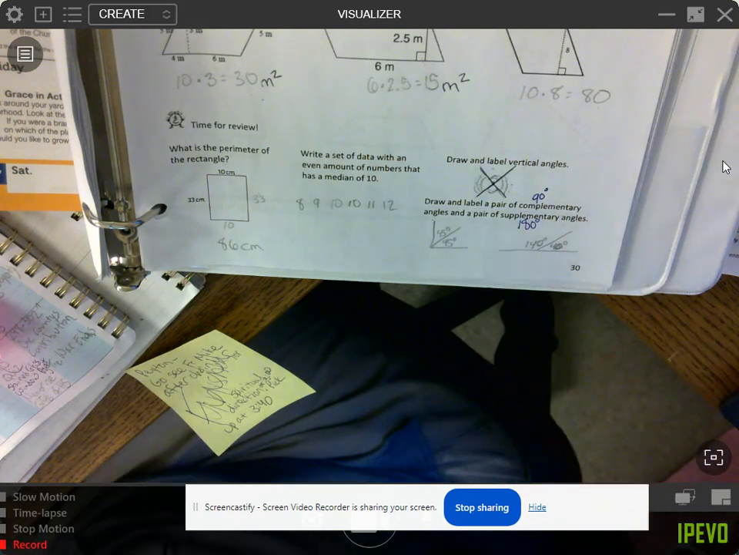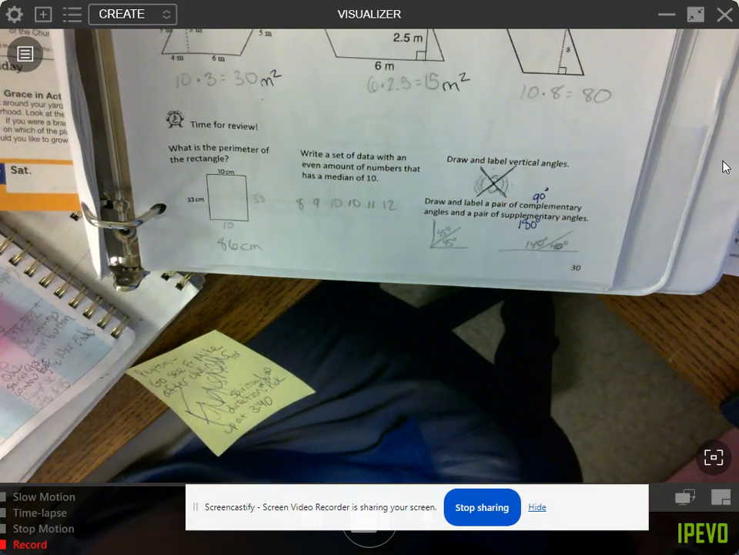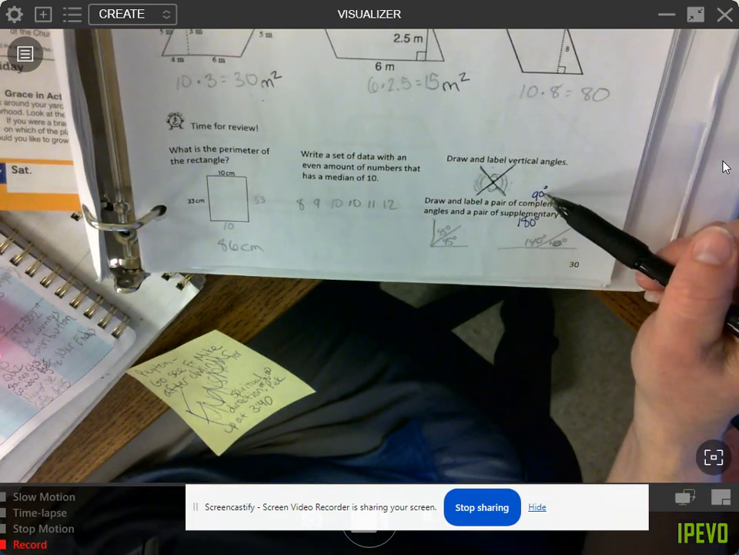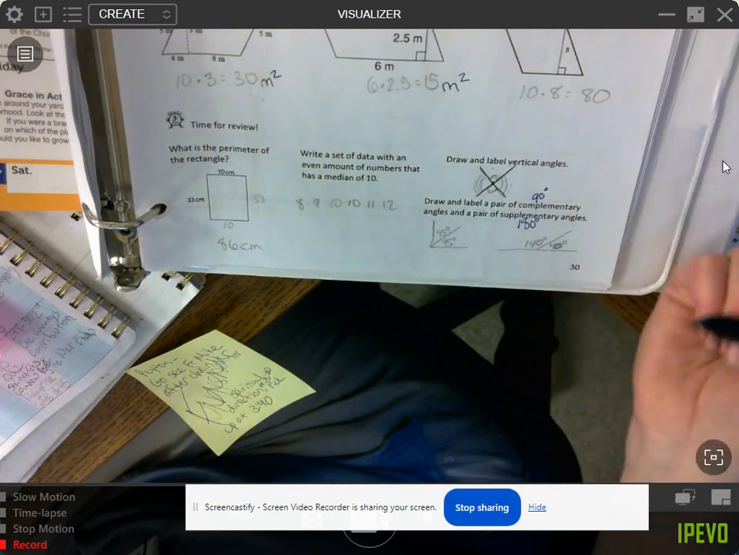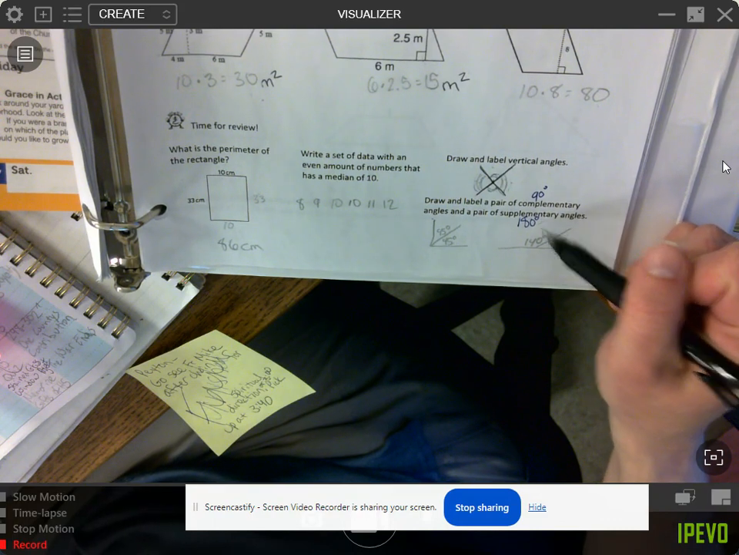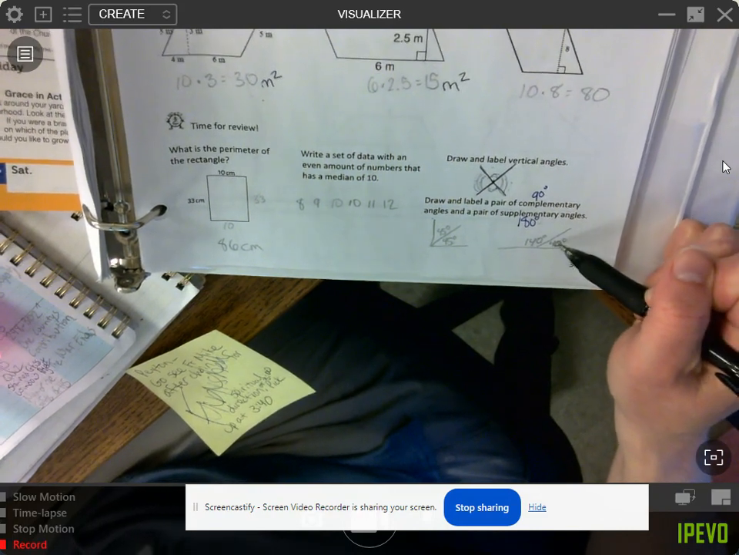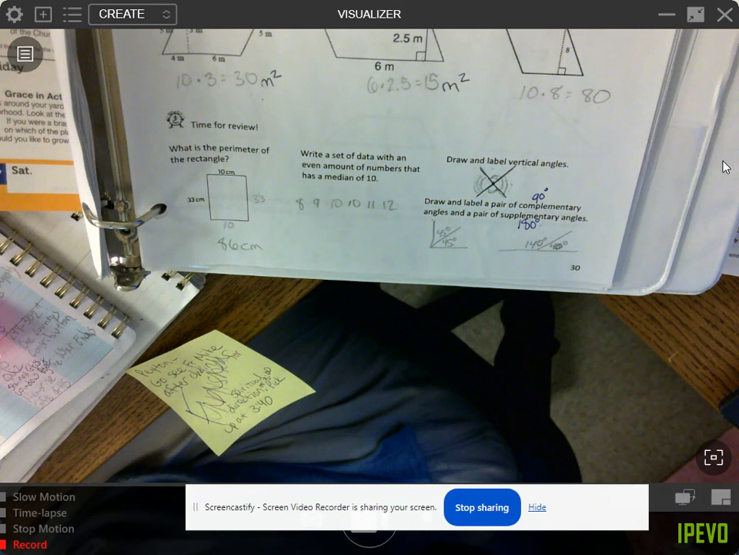On the bottom, draw and label a pair of complementary angles and a pair of supplementary angles. Remembering complementary angles equal 90 degrees. So I have two angles. If I add them together, they equal 90 degrees. Supplementary angles equal 180 degrees. So my two angles, if I add them together, equal 180 degrees. But you have to label it so we know. So you have to have your angle measurements in there. Any questions on complementary and supplementary angles?